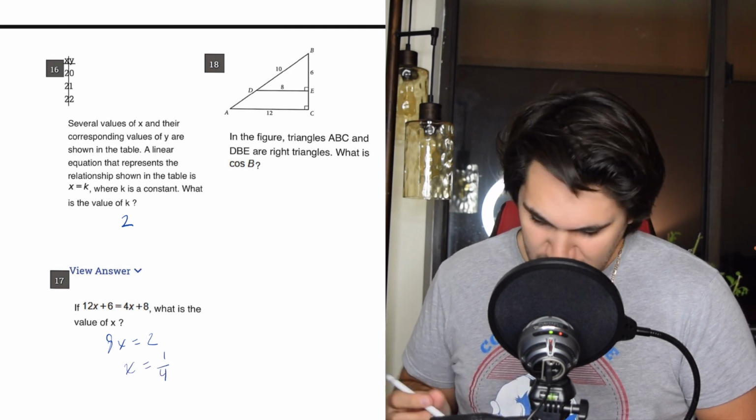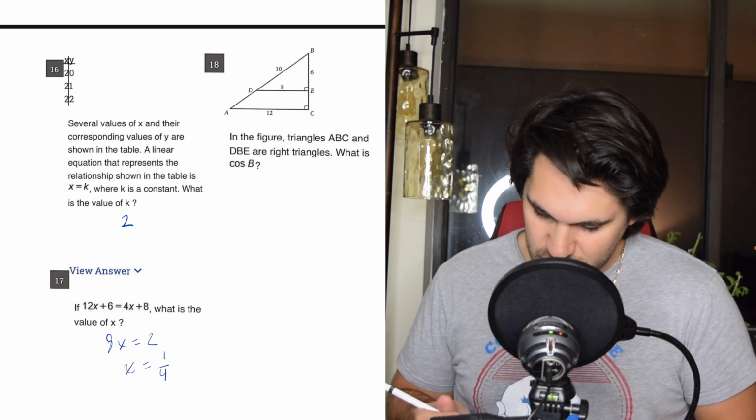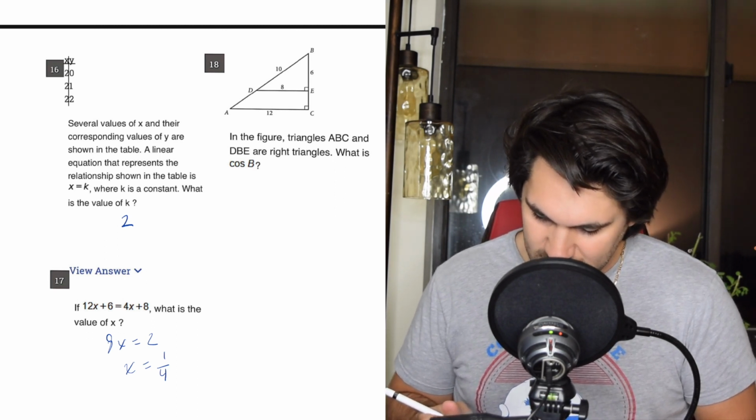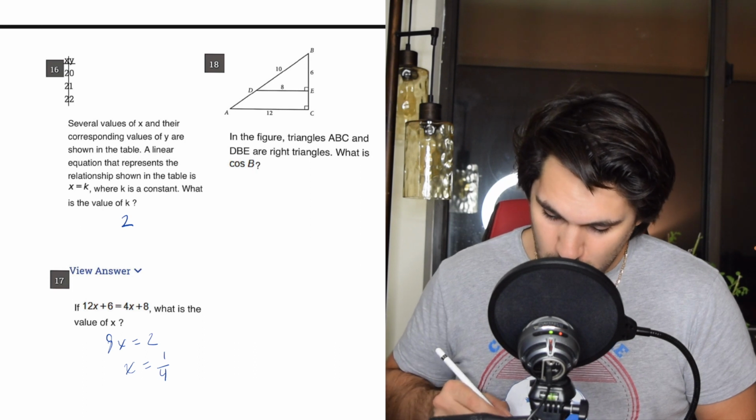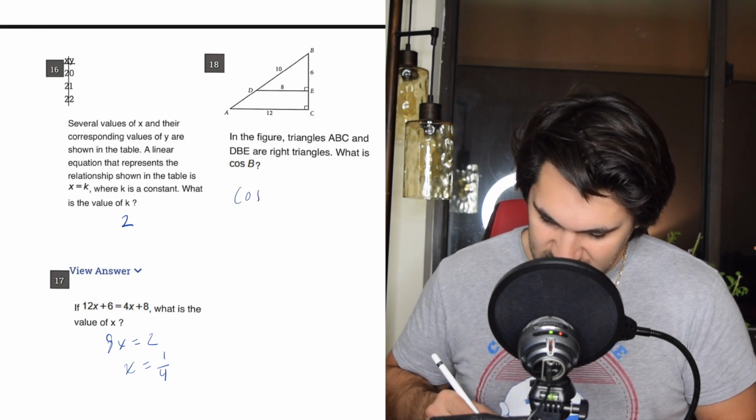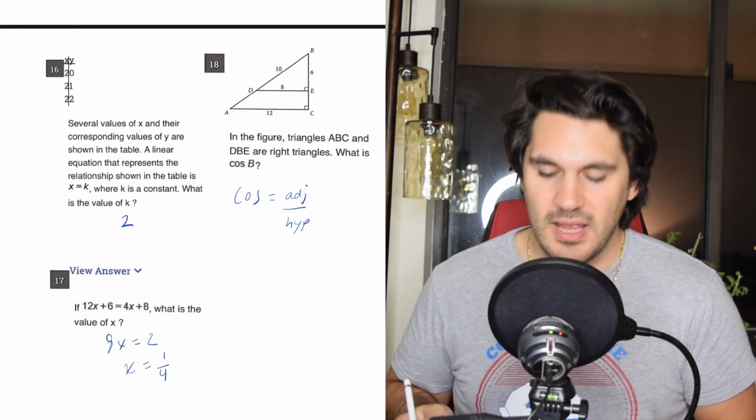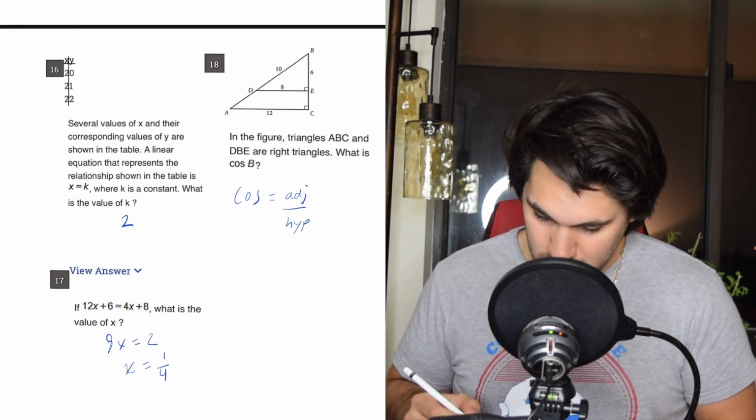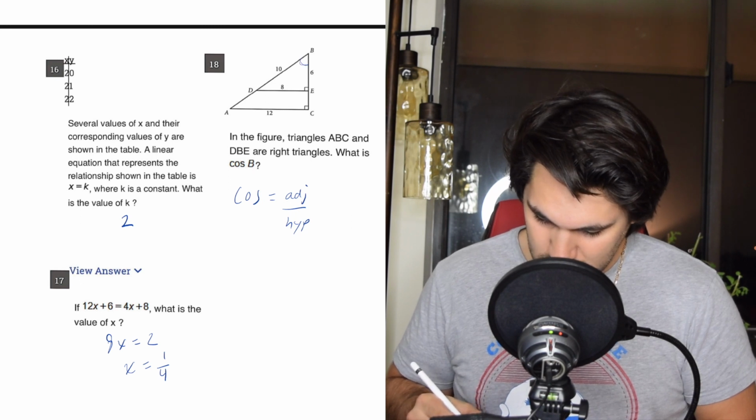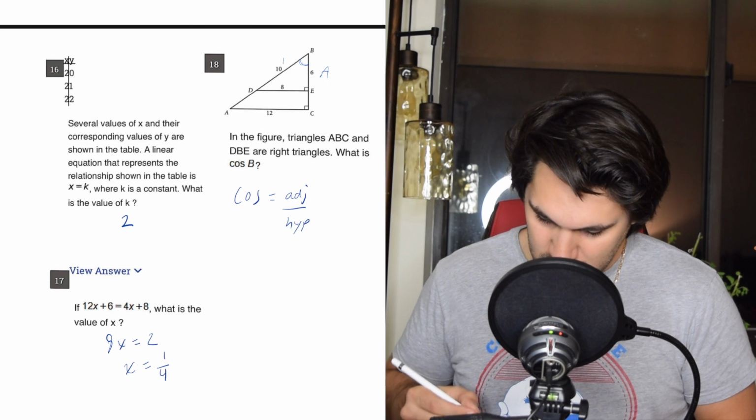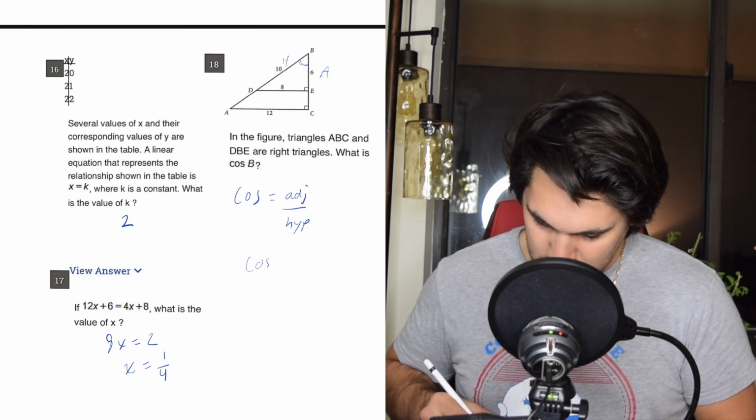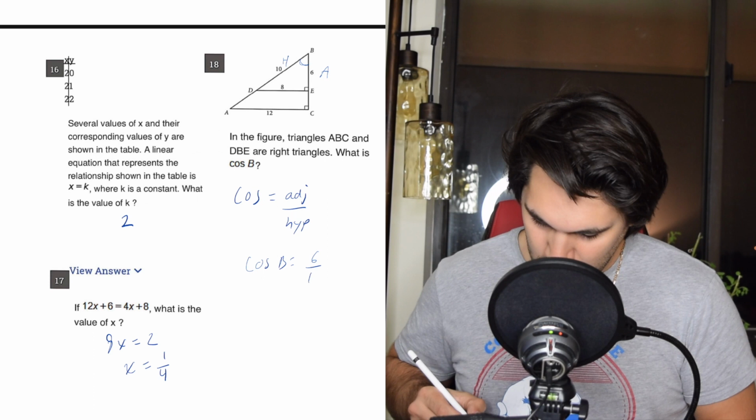Number 18, we have these two similar triangles, right triangles. What is the value of cosine of b? So cosine is just equal to adjacent over hypotenuse because of SOHCAHTOA. So in b, the adjacent side is 6. The hypotenuse would be 10. So the cosine of b is simply 6 over 10. Or you could reduce it down to 3 over 5.